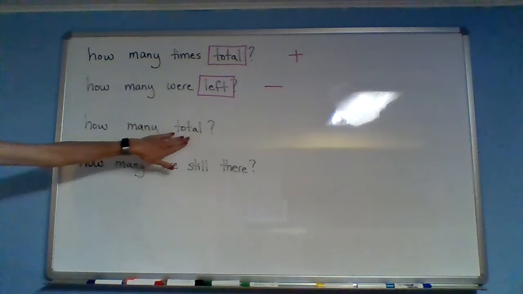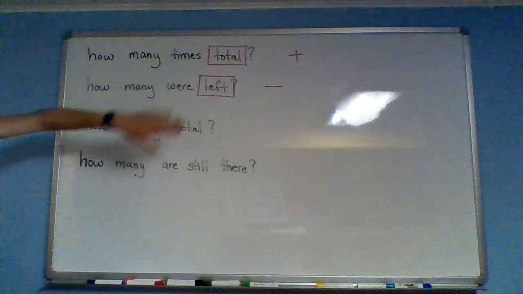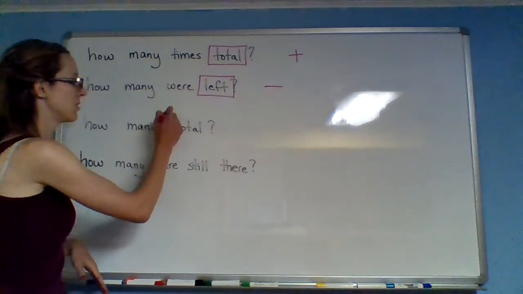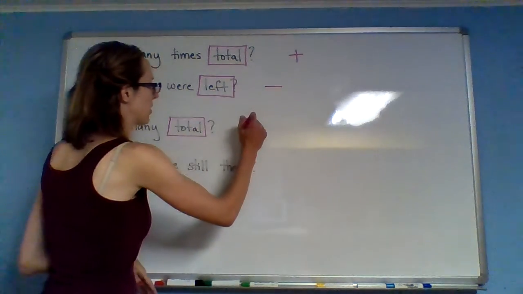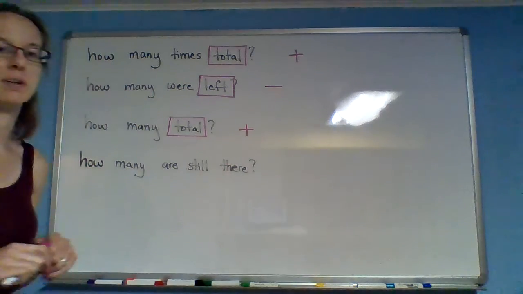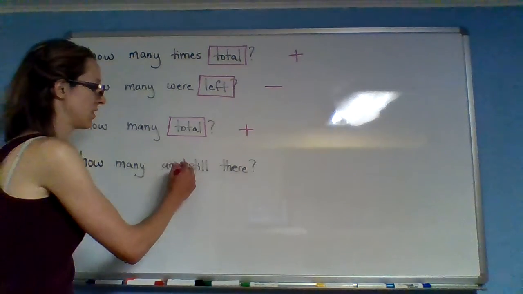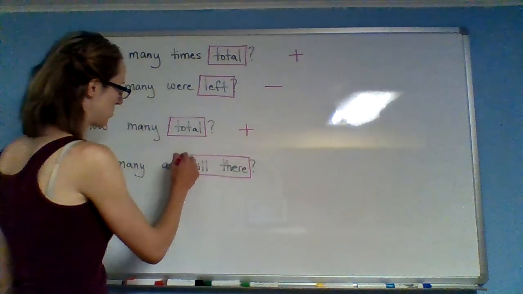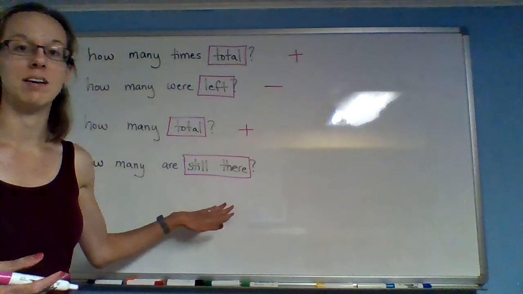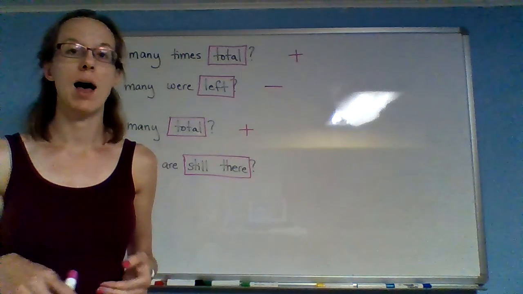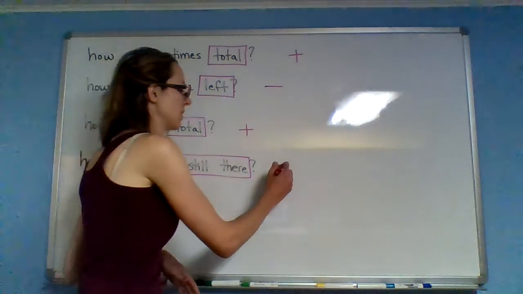How many total? Again, total, similar to this first one, instead of how many times total, this might be I baked 10 cookies and I baked 4 pies. How many total desserts do I have? The total is telling me that I want to add those numbers together. Similar, how many are still there? This is implying that there were more at some point, something happened, and we want to know how many are still there. There were 10 geese on the shore, 6 of them flew away. How many are still there? That would be a subtraction problem.